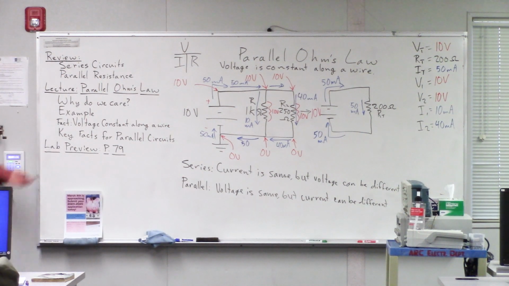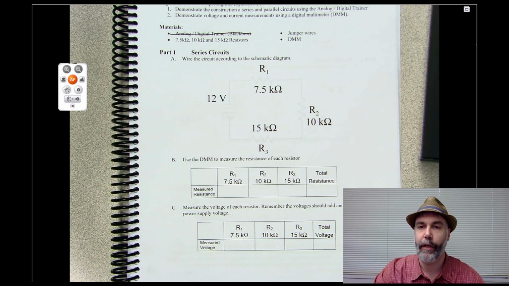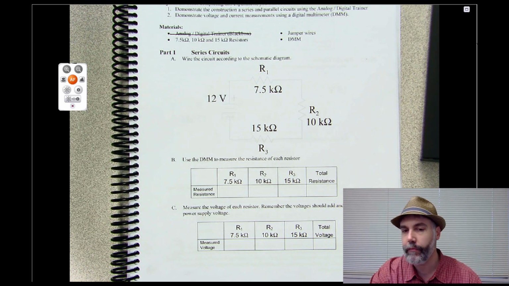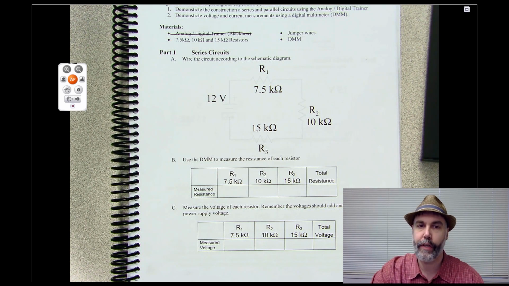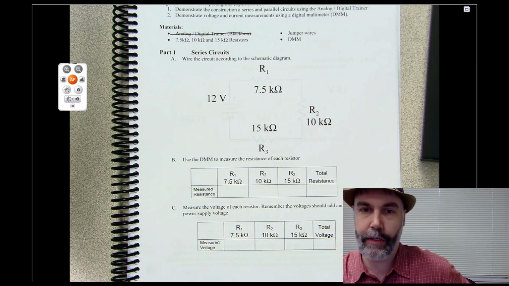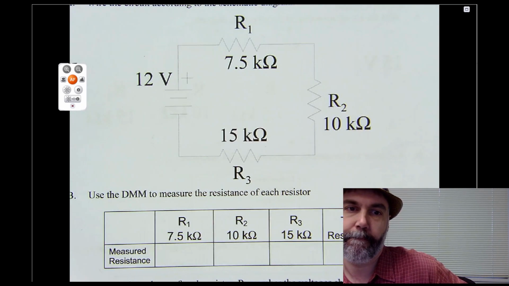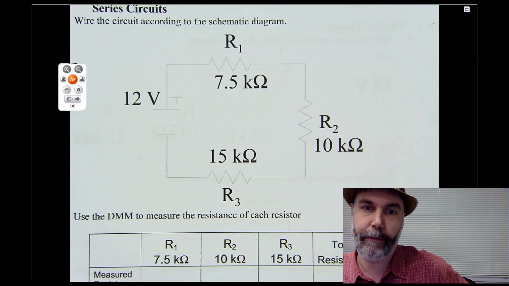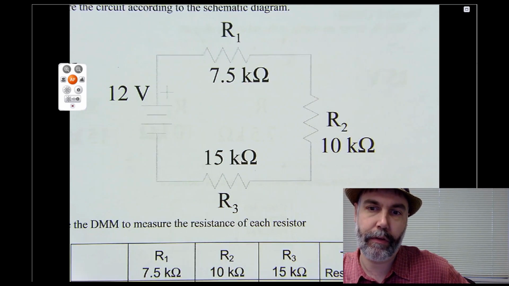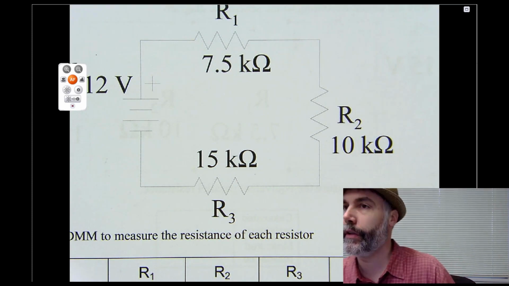So let's go on and do a preview of today's lab. Okay, so today's lab starts on page 79 in the lab book. The first thing that the lab book asks you to do is to build this circuit. Now I know it's really hard to see that. Let me see if we can get a better picture here. All right. Can you see that circuit on the board there?